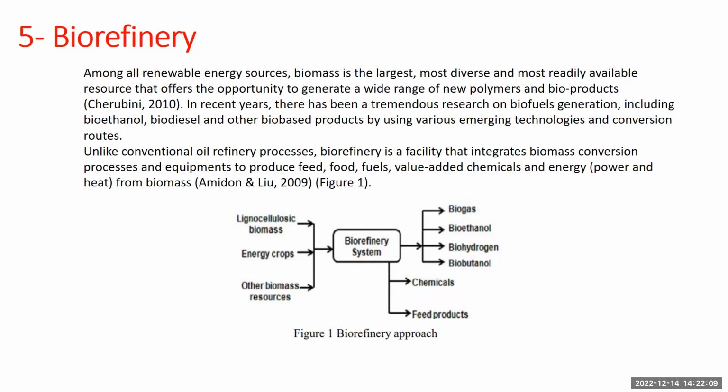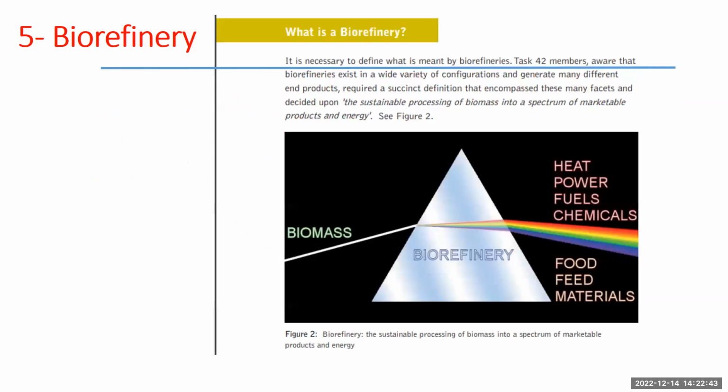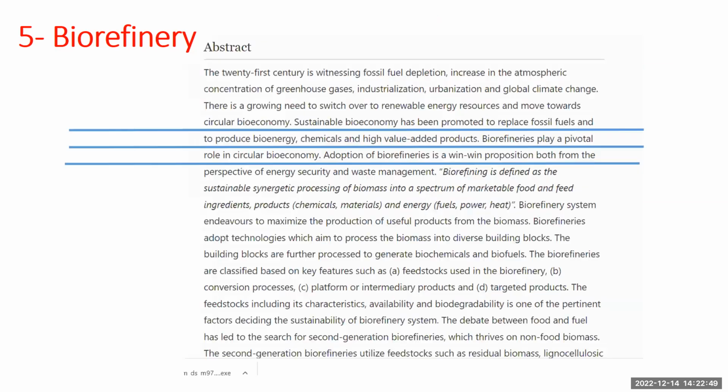We can see the figure, the biorefinery system coming from lignocellulosic biomass on the left side, energy crops, and other biomass resources. The system will produce biogas, bioethanol, biohydrogen, biobutanol as energy products, and chemicals and feed products for animals. This is the sustainable processing of biomass.